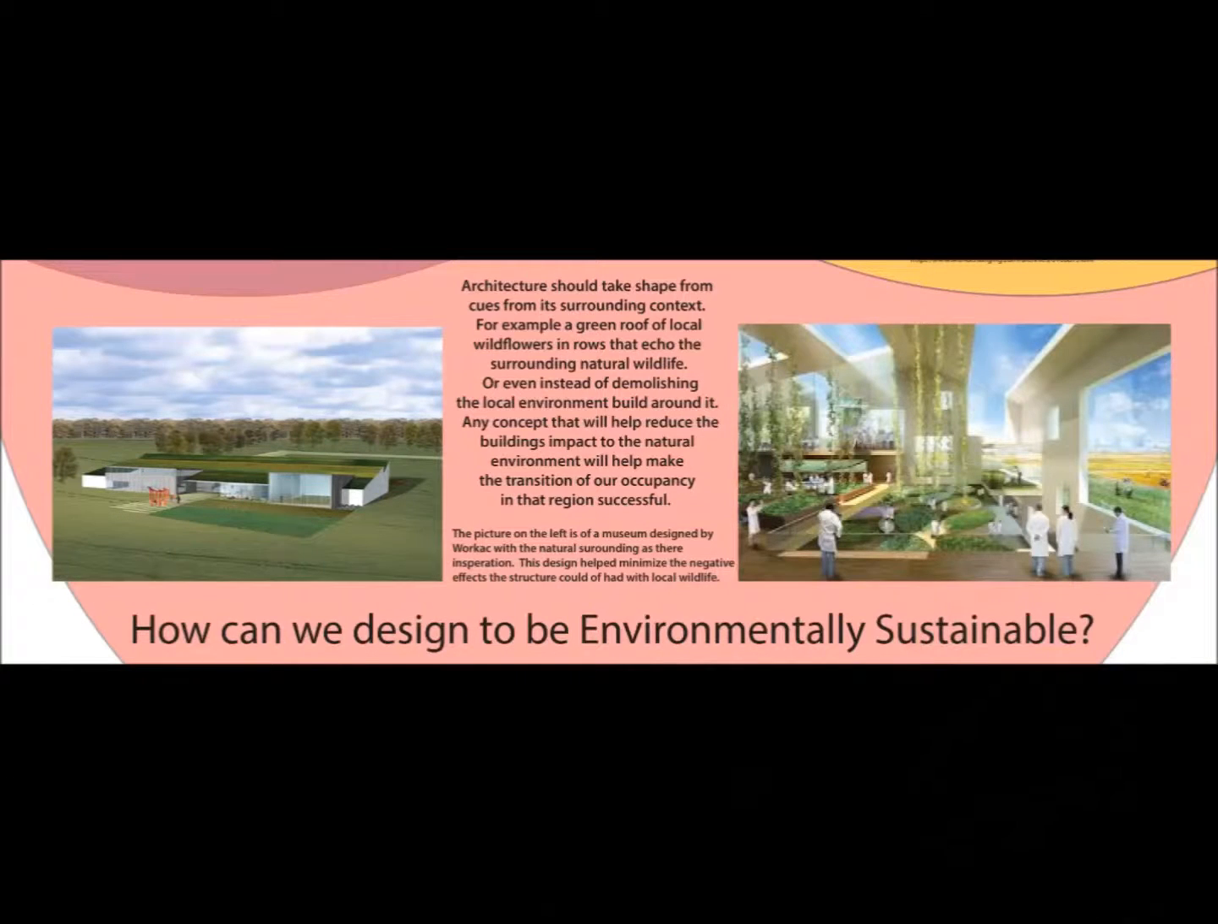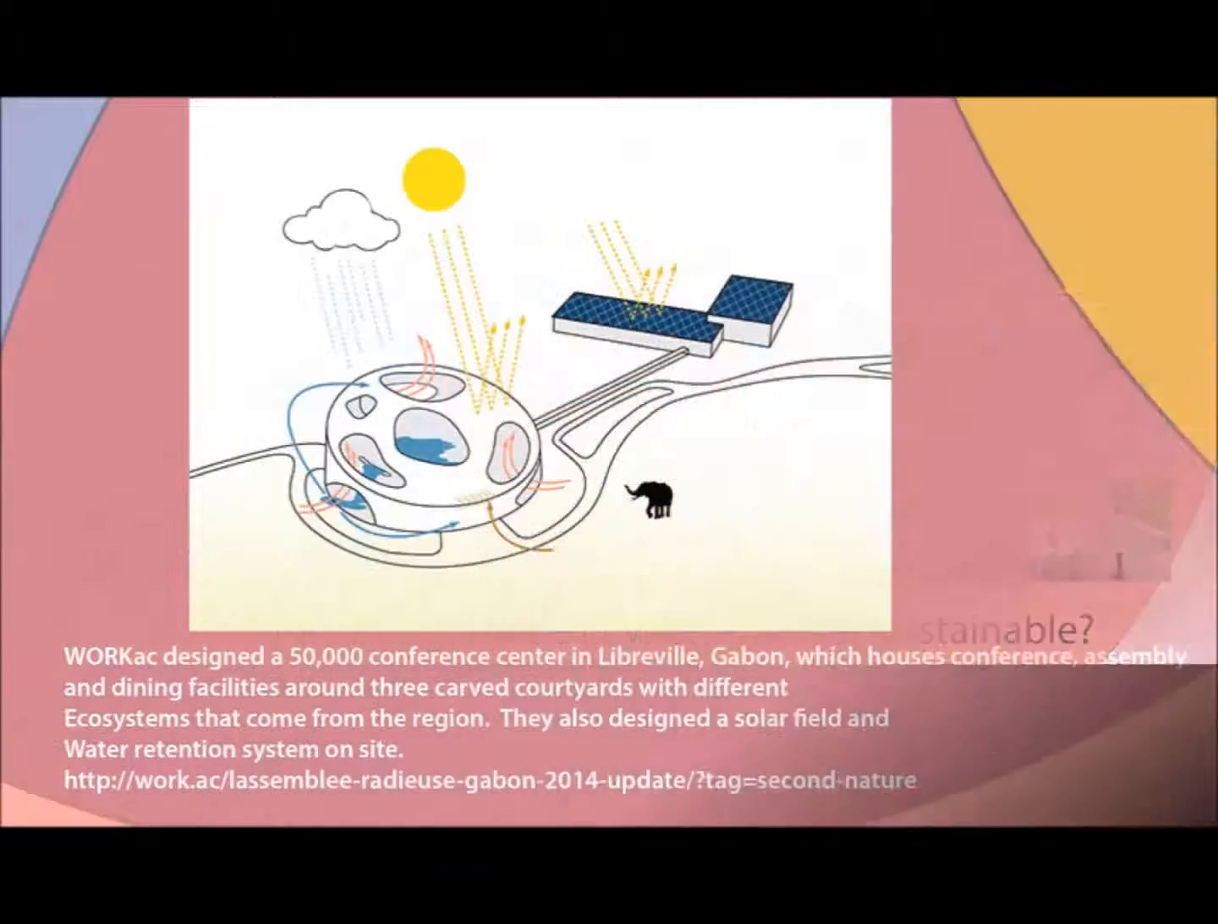On the bottom is environmental architecture. Architecture should take shape from cues from its surrounding context. For example, a green roof of local wildflowers in rows echoes the surrounding natural wildlife, or even instead of demolishing the local environment, build around it. Any concept that will help reduce the building's impact to the natural environment will help make the transition of our occupancy in the region successful.